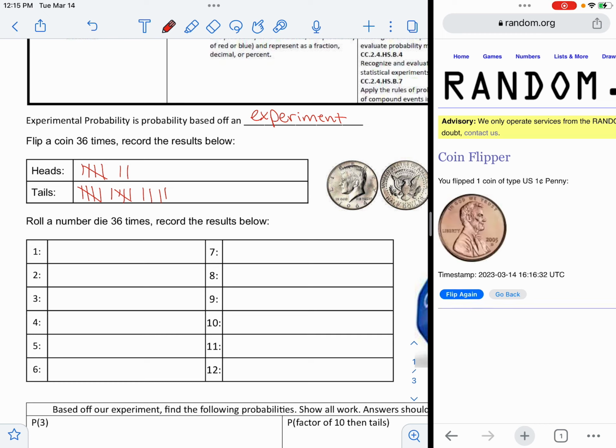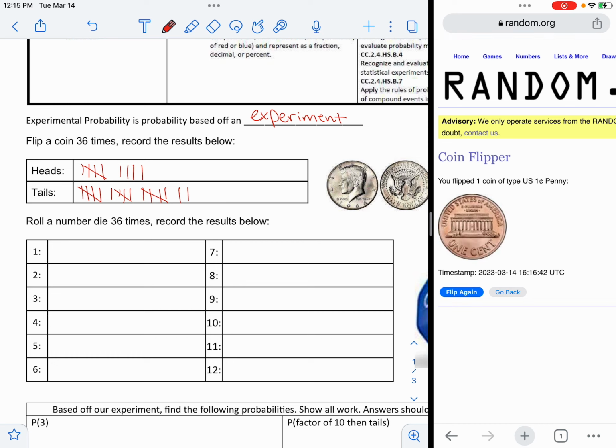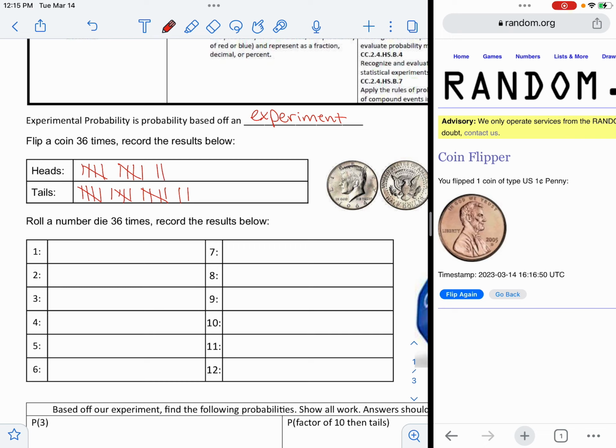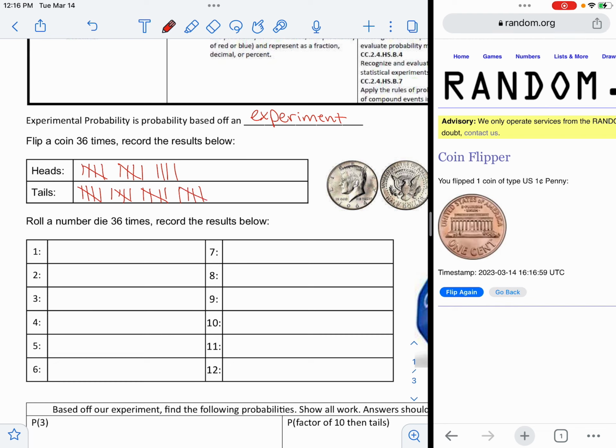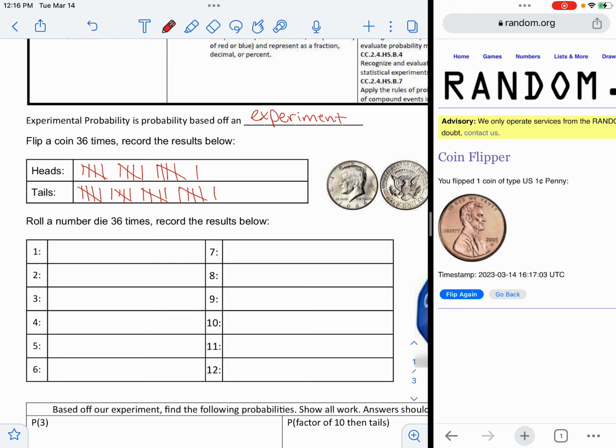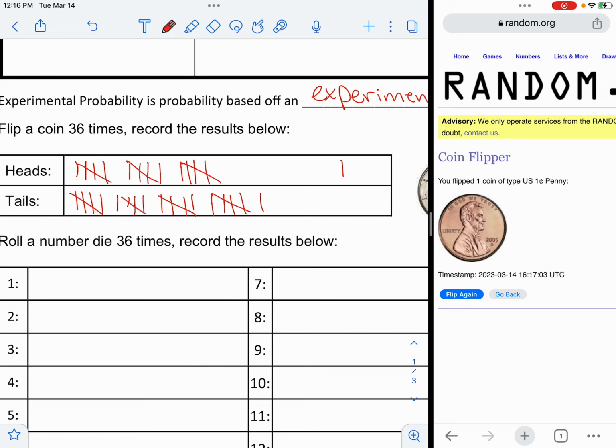Okay. 22, 23, 24, 25, 26, 27, 28, 29, 30, 31, 32, 33, 34, 35, 36. 37, oh, that one didn't count because I only went 36. Just double checking. So I got 15 on here. 5, 10, 15, 5, 10, 15, 20, and then 21 here for a total of 36.